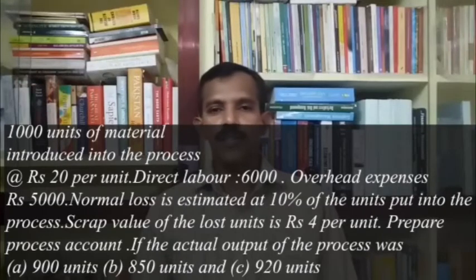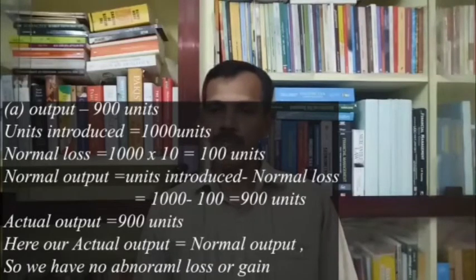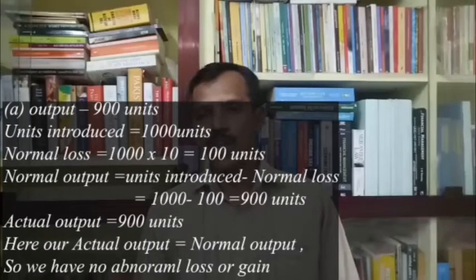Here our solution is this: in our first case, our output is 900 units. We know we introduced 1000 units. Our normal loss is 10%. So normal loss is 1000 into 10%, that is equal to 100 units. So our normal output is equal to units introduced minus normal loss, that is 1000 minus 100, equal to 900 units. Here our actual output is 900 units and also our normal output is 900 units. So we have no abnormal gain or loss in our first case.